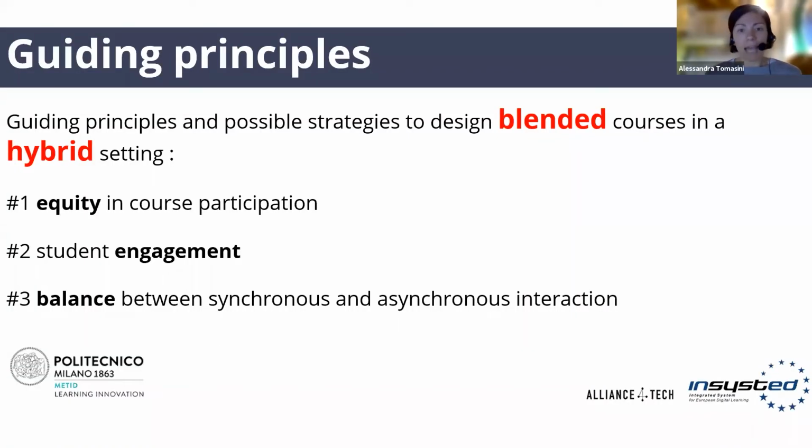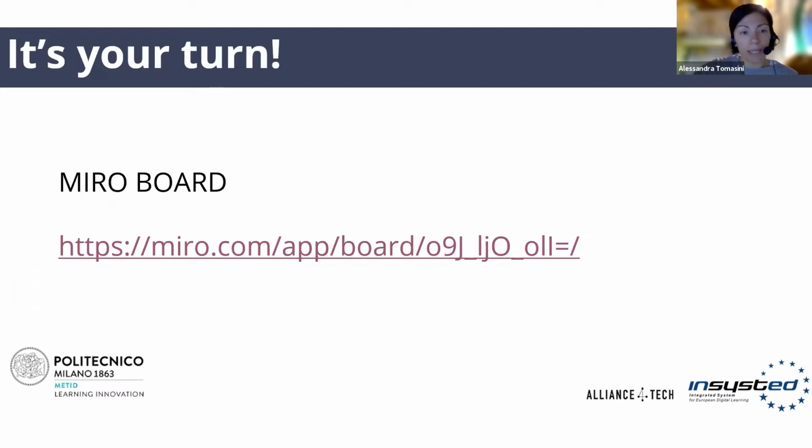So starting from this activity, which strategies can we take into account to implement such activities in a hybrid setting? Ada, in the last webinar, went deep into the three guiding principles that we have to take into account when thinking about a hybrid setting. So we should guarantee equity in course participation among all the different cohorts of students, the ones who take part on campus and the ones who attend the lecture online, foster student engagement, and guarantee a balance between synchronous and asynchronous interaction. So, having in mind these guiding principles, I invite you to join me in this Miro board.